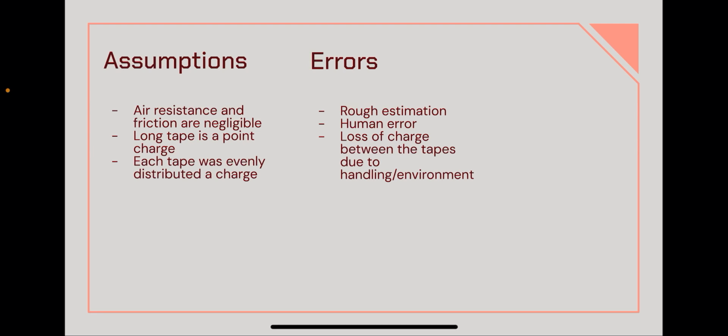Some more assumptions or errors that we had to explain or know for this lab: air resistance and friction are negligible. The long tape is a point charge, and each tape was evenly distributed with charge. Some errors that we could account for are rough estimation, human error, and loss of charge between the tapes due to handling or the environment.